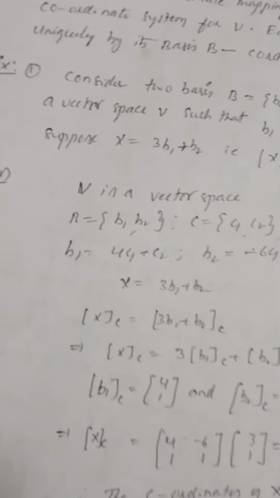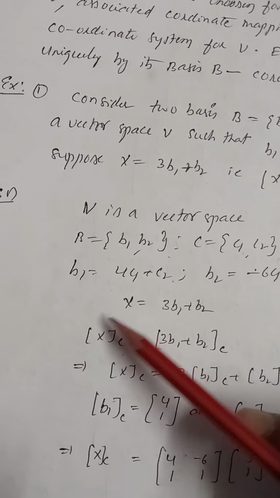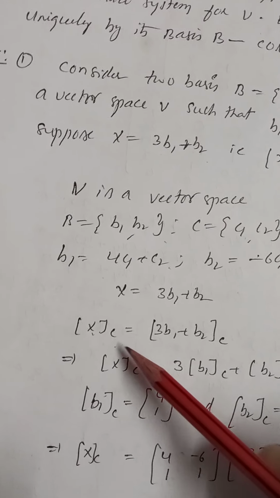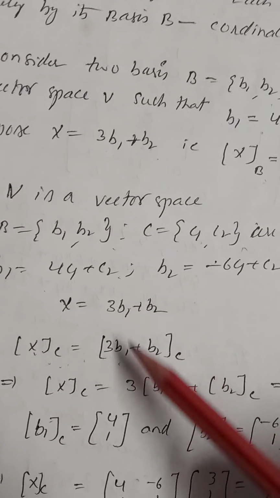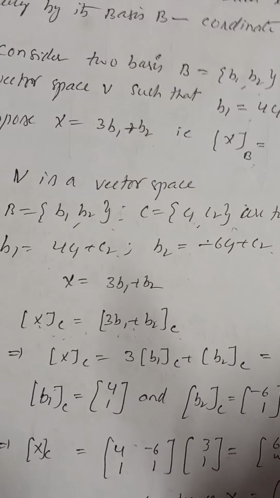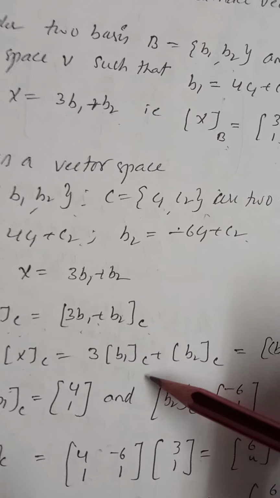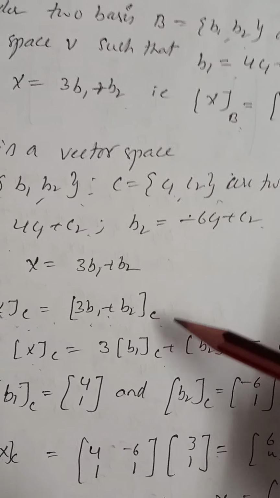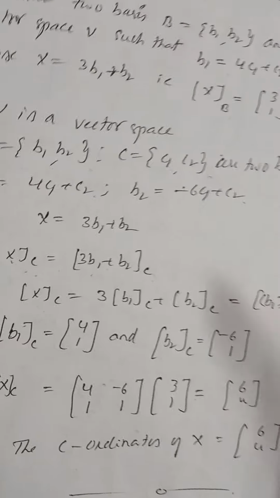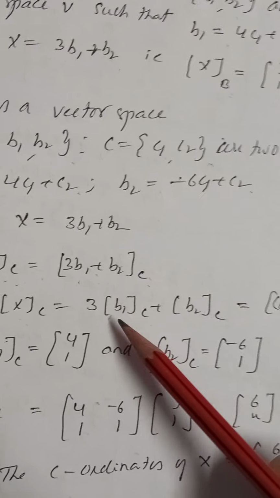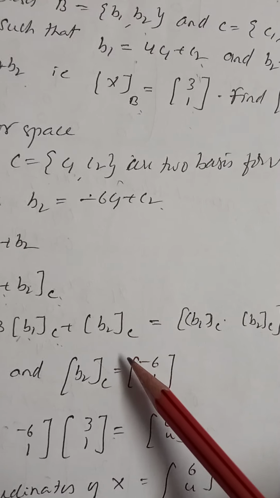[x]_C is equal to, what does it mean? The coordinate vector of x with respect to C. We know the x value, so we substitute 3b1 plus b2 in place of x, taking the coordinate vector with respect to C. That implies [x]_C is equal to 3[b1]_C plus [b2]_C. Here, 3 times the coordinate vector [b1]_C, with respect to the basis C, plus [b2]_C, the coordinate vector with respect to the basis C.